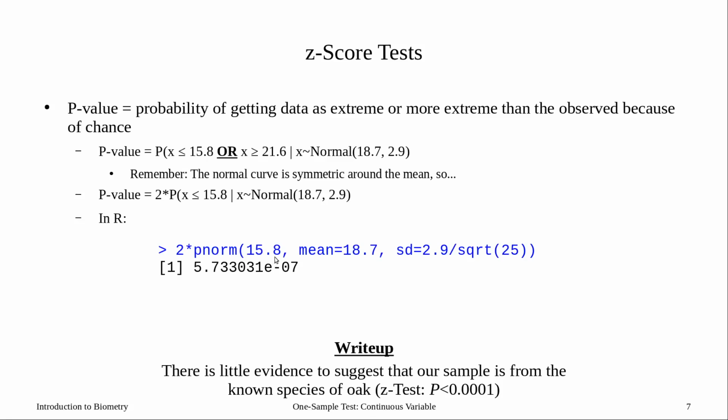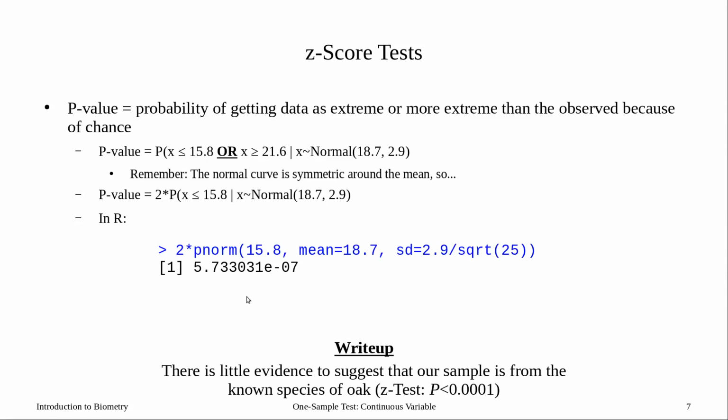We want p-norm of 15.8. Our mean is 18.7. Our standard deviation is 2.9 divided by the square root of 25. So remember, we don't have a single value. We have a mean that was obtained from 25 values. So we use our standard error. And then lower.tail equals TRUE. That's the default. So I'm not going to list that there because we're looking for this value to the left. And this value is to the left of our mean. So I calculate the p-norm, multiply by 2, and I get a really small p-value.